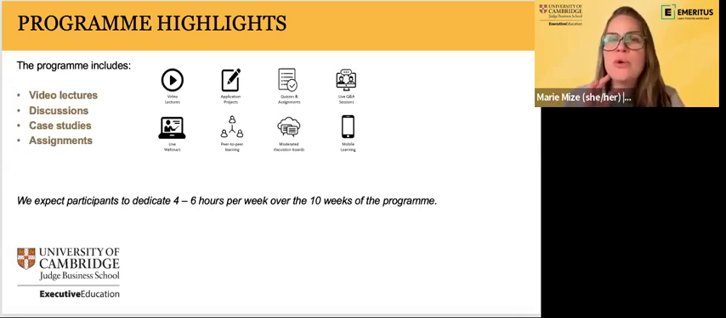So no two cohorts are alike. This is a highly individualized program, one where you're the driver of your own learning experience, and you get to set the stage and individualize your learning in a way that allows you to have that transformational impact that really marks the University of Cambridge Judge Business School and its mission. So a lot of opportunities here. This is a 4 to 6 hour program per week.